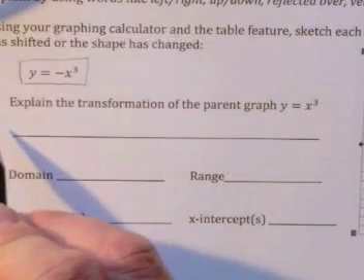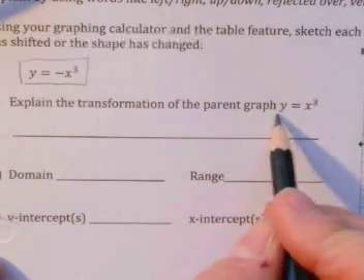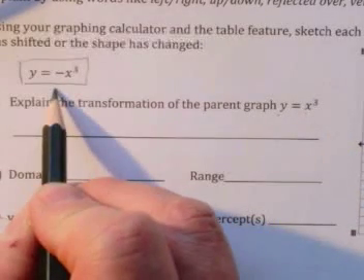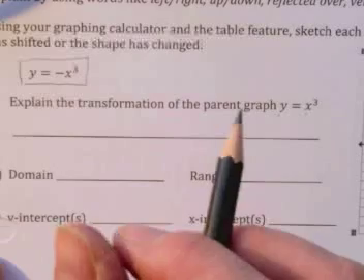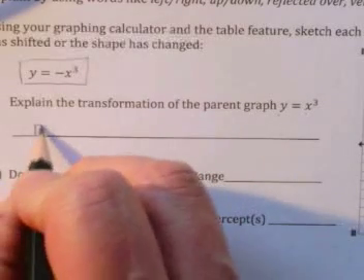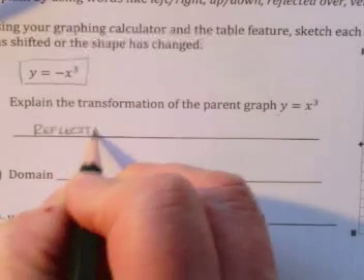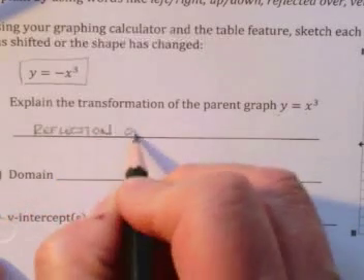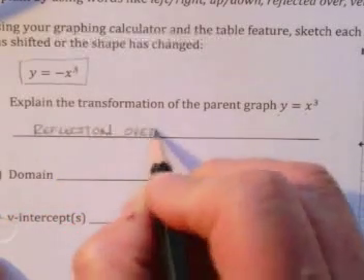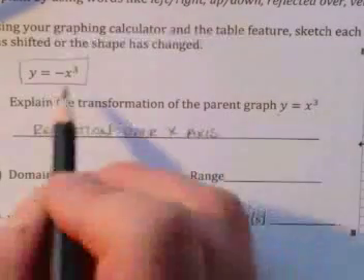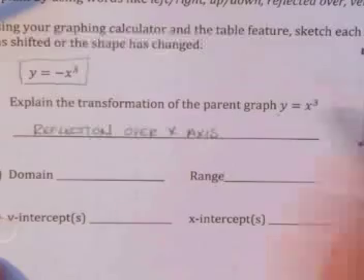Part A says explain the transformation of the parent graph y equals x to the third to y equals negative x to the third. And what we know about this is going to be a reflection over the x-axis. Take a look at what this means.